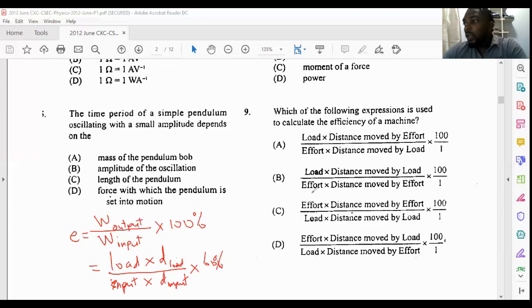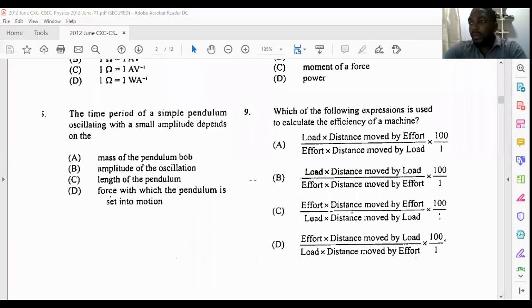So it gives us an answer there. We see our answer should be C. So that gives us our efficiency. That's how we find the efficiency of a machine.